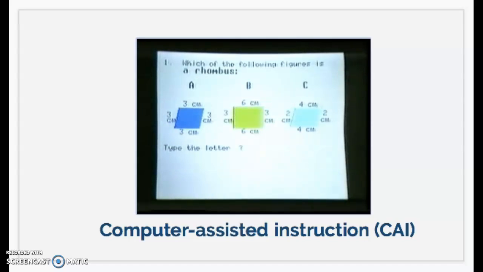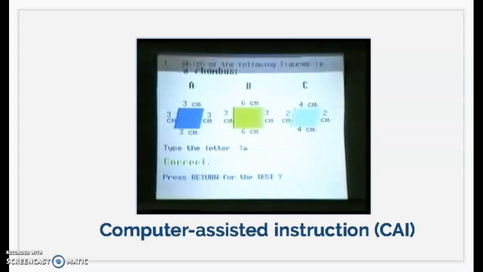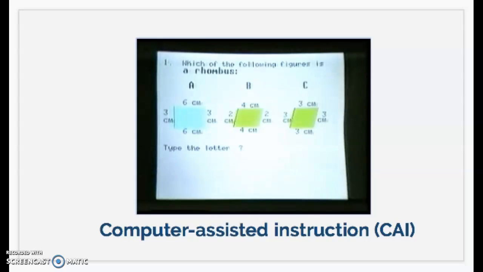The computer creates then a multiple choice question for us. Which of the following figures is a rhombus? I'll select A, which is correct. Now that I've finished my practice problems, the actual test begins. We'll select B, and it flashes to show me that C is the correct answer, B was not.